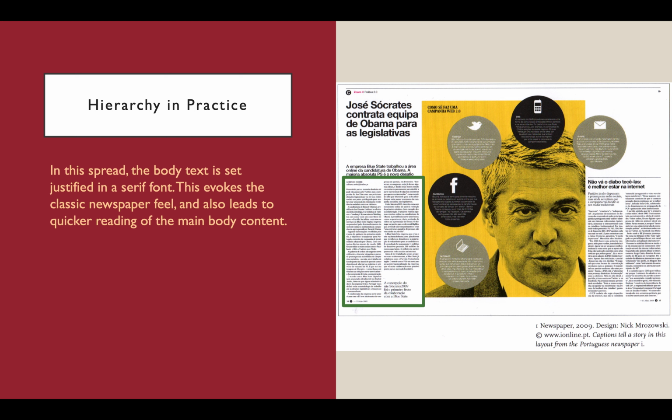So we've got the body text. Now, just to remind us in terms of what our alignments are and what this means, it's set justified and it's set in a serif font. So that's going to really evoke a classic newspaper feel, and it's going to make it easier and quicker for people to read that main body content. So again, justified means that the right and left are both even, they're both flush, and it's using the serif, which if we're talking about print reading, is going to be quicker for that small body text for us to understand and read.